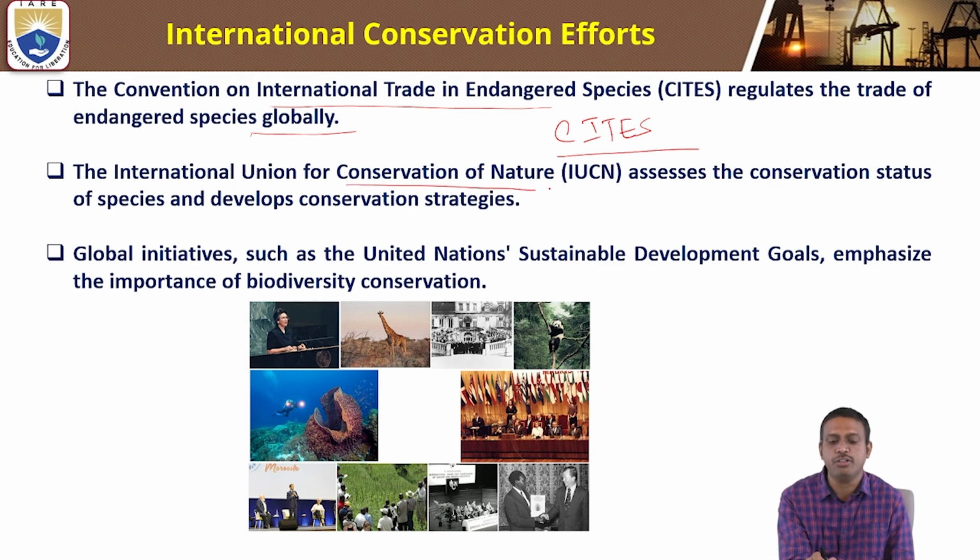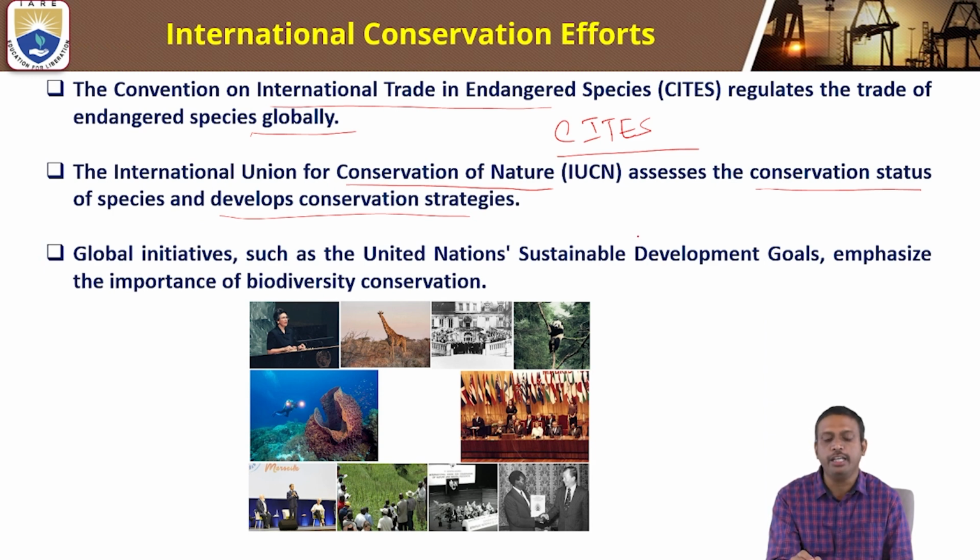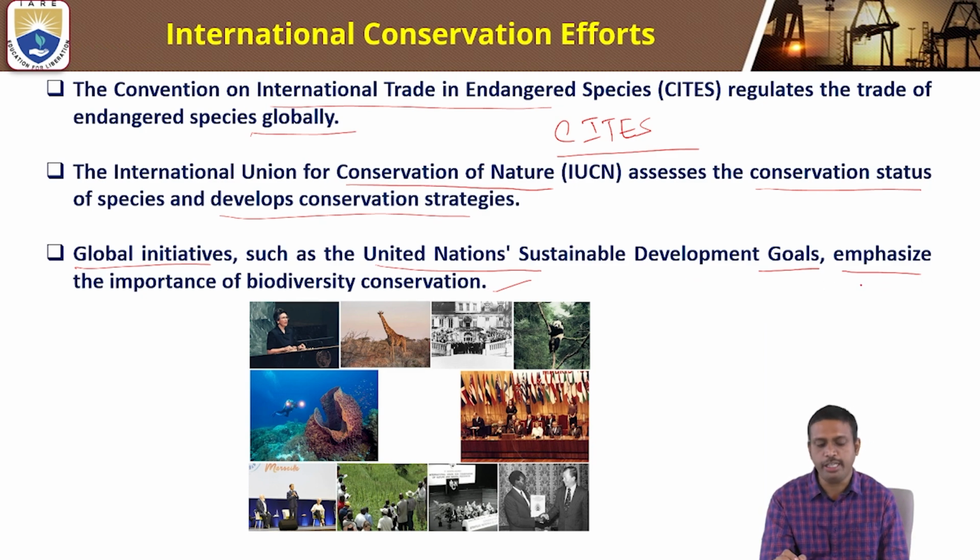International Union for Conservation of Nature. IUCN, the International Union for Conservation of Nature, assesses the conservation status of species and develops conservation strategies. Global initiatives such as the United Nations Sustainable Development Goals emphasize the importance of biodiversity conservation.